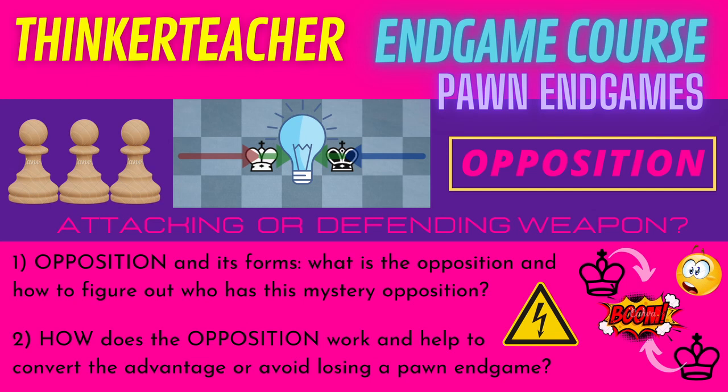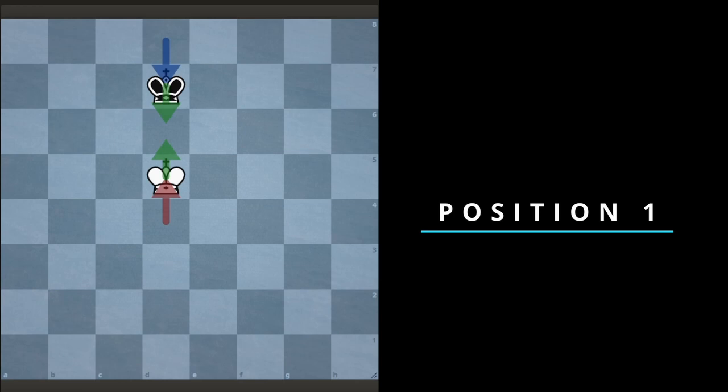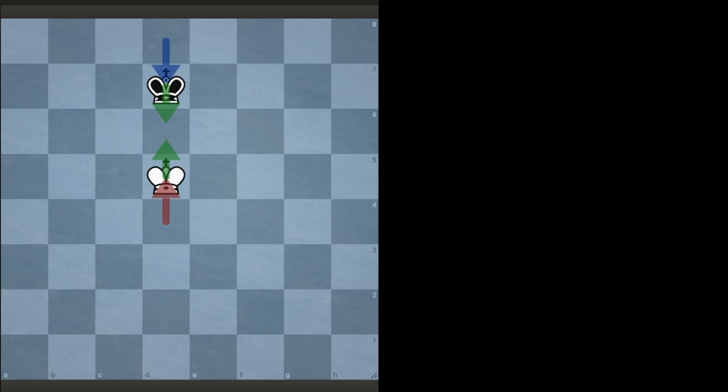Let's get started. Now we have the first position. In the first position you can see the concept of opposition, and the concept of opposition is the following. Opposition is always there whenever the kings are standing on a line, either horizontal, vertical, or diagonal. There are other factors that need to be fulfilled in order to have the opposition. For example, one of the factors is that the kings must stand with an odd number of squares between each other, more precisely 1 square, 3 squares or 5 squares.